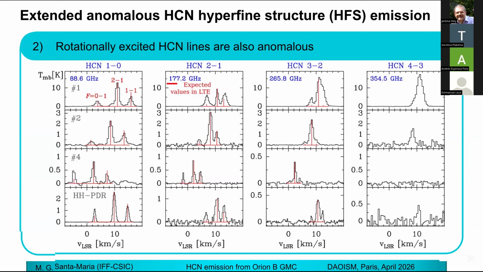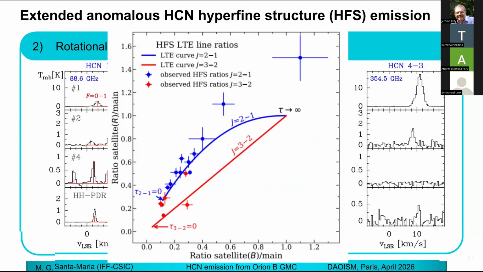So in red, you see the expected intensity in LTE, the expected relationship between the hyperfine structure components in LTE, and definitely we shouldn't detect the satellite components for the 3 to 2, and for the 1 to 2, they should be like this one, for example, and these ones should be way weaker than they seem to be. And actually, we did the ratio between the components as well, and they seem to depart from the curve as well. This was completely new here.